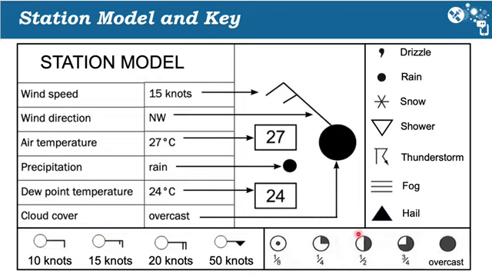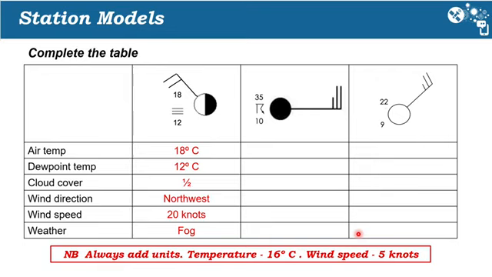Now, let's do a little activity quickly. You can just do this on a sheet of paper. So we've got to complete the table. So let's look at the first weather station model, the one given to us. We can see the air temperature is 18 degrees Celsius. That's clear. The dew point temperature would be the lower one of the 2 numbers, so it is 12 degrees Celsius. The cloud cover is a half, or 4/8.